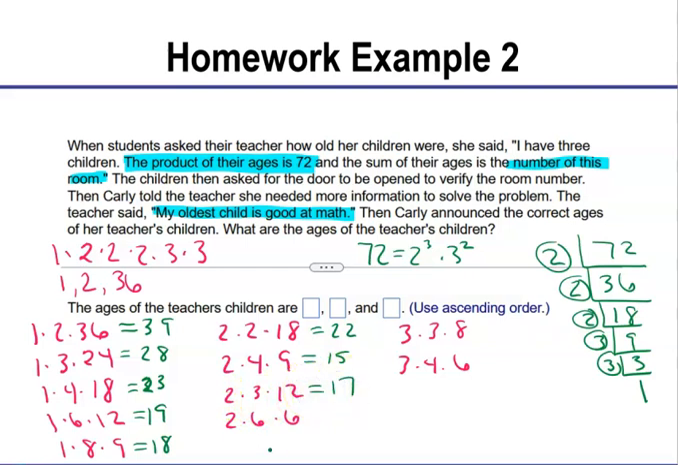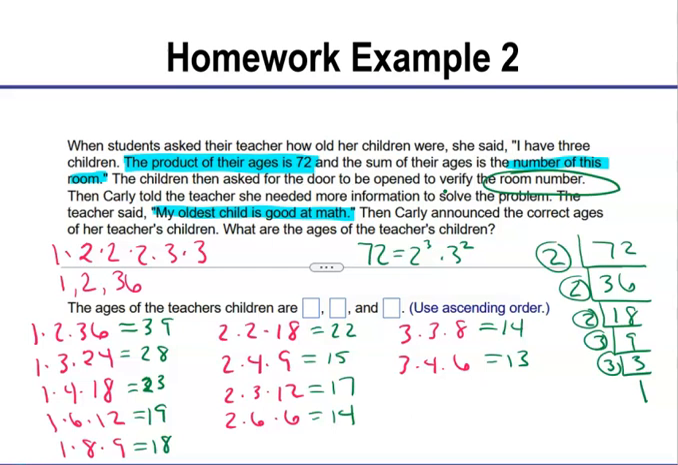I know this gets old, right? 2 plus 6 is 8 plus 6 is 14. 3 plus 3 is 6 plus 8 is 14. 3 plus 4 is 7 plus 6 is 13. Here's the problem, though. And I was positive they left some information out. The children then asked for the door to be opened to verify the room number. They never told me the room number. And then it says, Carly told the teacher she needed more information to solve the problem. And the teacher said, my oldest child is good at math. And you're thinking, what does this have to do with anything?